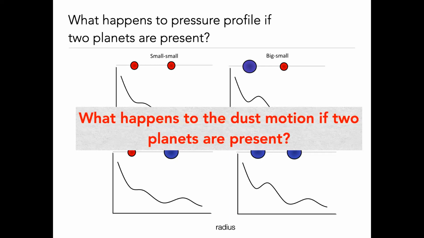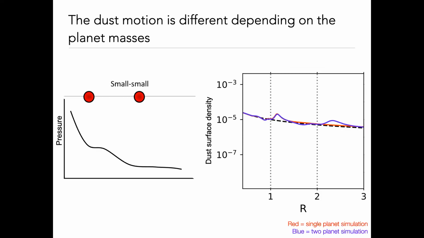And the question we were asking is, if you've got two planets present instead of one, what happens to that dust motion from the outer part of the disk into the inner part of the disk? So I'm now going to take you through each of these four scenarios, and we can look at the results step by step. For those of you in the room, it's just at the bottom. I'll just explain what this is.